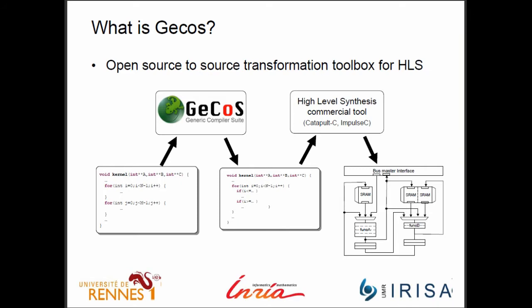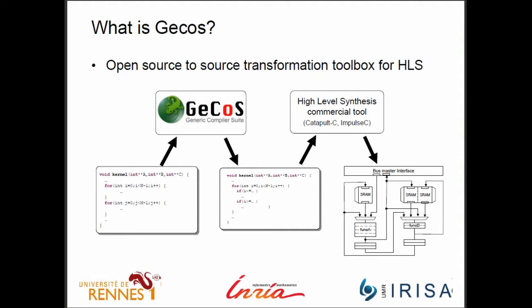GeCoS is a source-to-source compiler. It takes a C program as an input and produces a transformed C program as an output. Such compilers are common in high-performance computing and are often used for automatic parallelization purposes. However, these tools have rarely been used as front-end optimization engines for C2 hardware compilers.